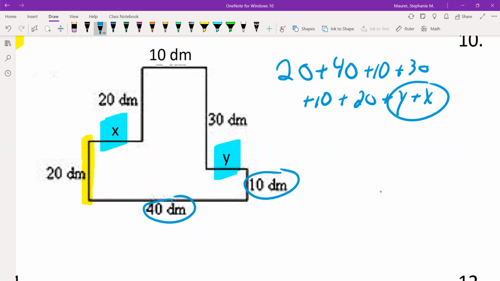Absolutely. And actually, let me figure out what those will be. So we would have 60 and 40 and 30. So that gives us 130 is all the sides that were given to us. But again, we're still missing the y and the x. So this is where this problem is a little bit more difficult than our standard problem.